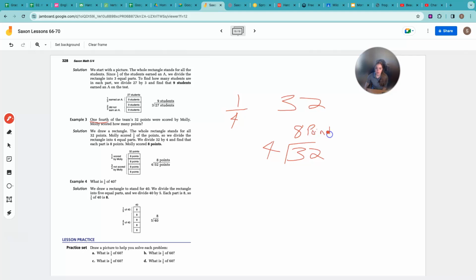And the reason this works, remember, is because we could draw it out and say, okay, what did we divide by? 4. So we know there's 4 parts here. 1, 2, 3, 4. And there's 8 points in each. And then 1/4 was scored by Molly, and 3/4 was not scored by Molly.